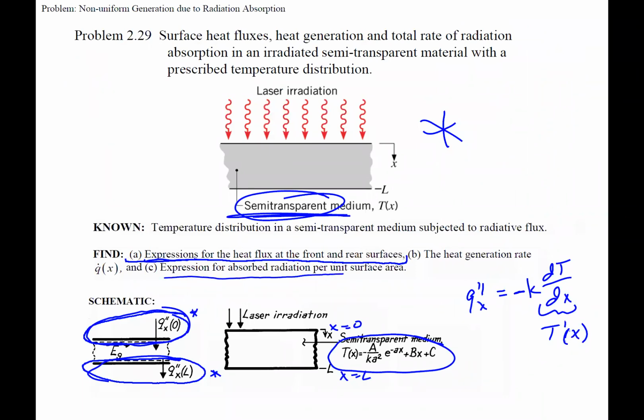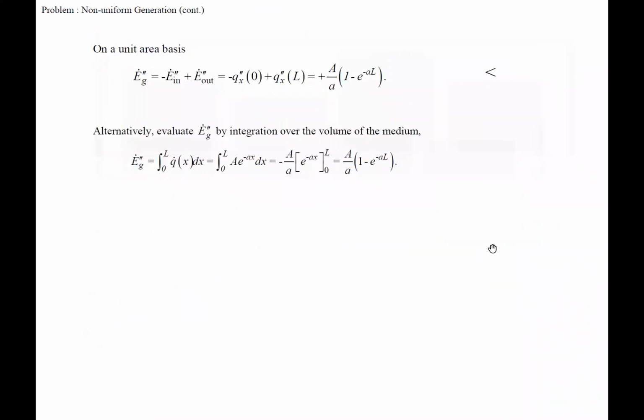Part C is the expression for absorbed radiation per unit surface area, and there are two ways of solving this. Looking back at the problem, we have some heat going in, some heat coming out, and the difference would be energy generated if we're at steady state. So we have energy in, energy out, energy generated, energy stored, and if it's steady state, that goes away. So energy generated equals energy out minus energy in. They write it the opposite way: negative energy in, plus energy out.